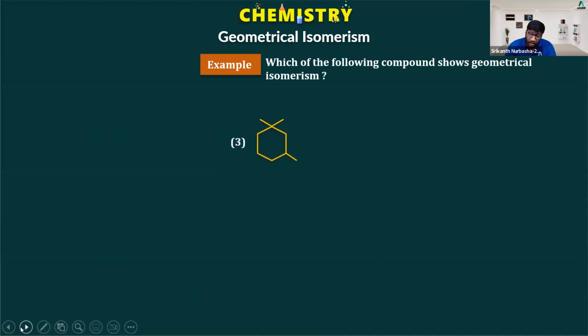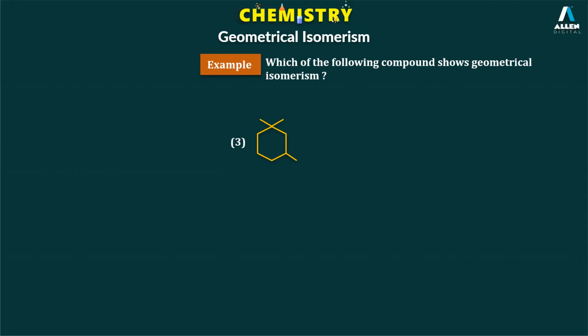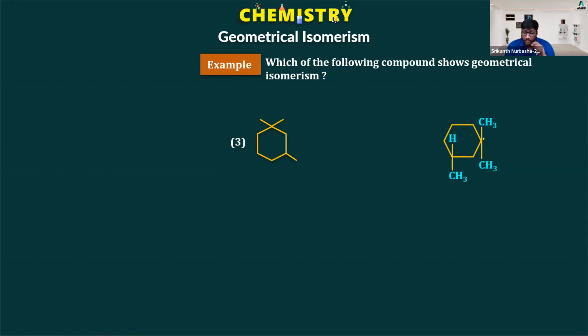Try to answer which of the following compounds show geometrical isomerism. Will this compound show? No, sir. Why? CH3 on the same carbon. All are sp2 hybridized, but if you look at the carbon atom, both CH3s are the same. So if I try to change the position of these two CH3 and H, they are not going to be different compounds. So this will not show.